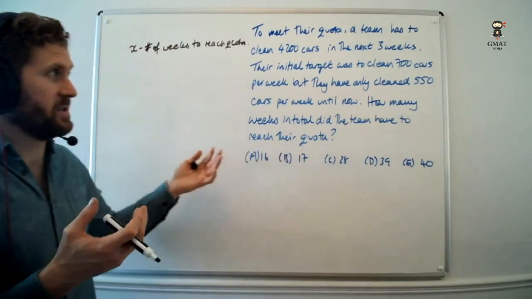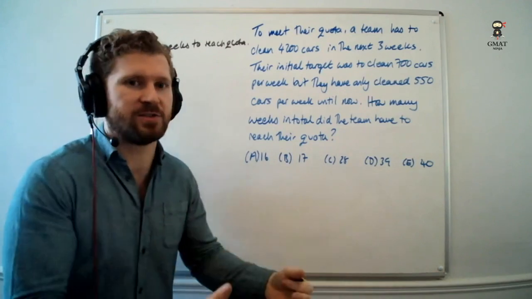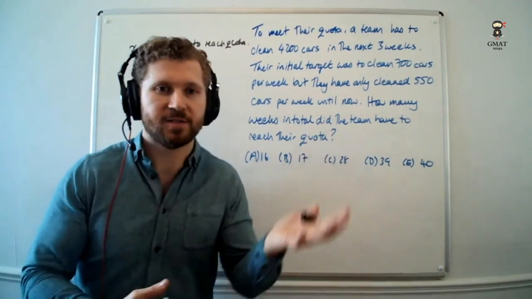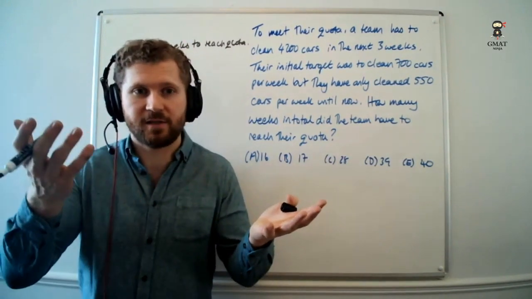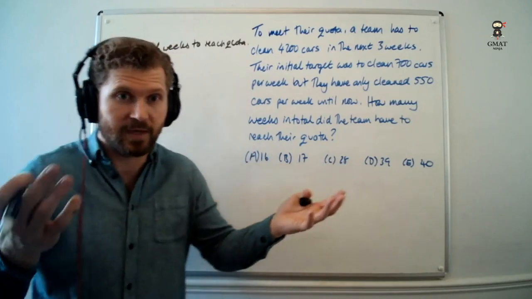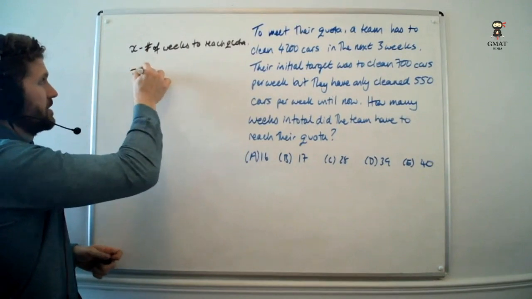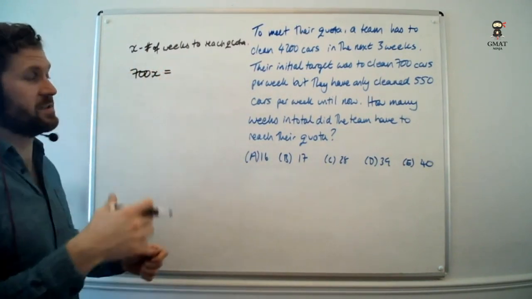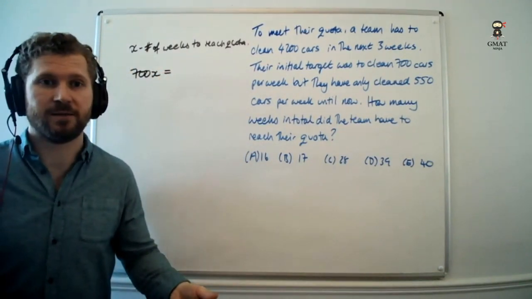So we can use that to set up two sides of an equation. Now, the easiest side is what would have happened if they had stuck to their quota? Well, they'd have done 700 cars per week, and they'd have cleaned that number of cars per week for X weeks, which would have given them a total of 700X cars. And that is the total number of cars they could have cleaned.